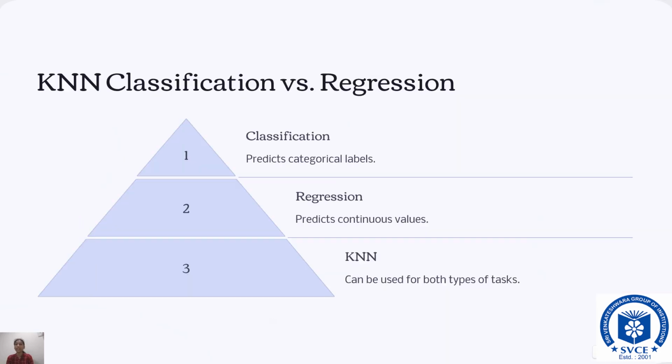Next, let us see classification versus regression. As we know, classification is where we say this belongs to this category, this belongs to that category, and like that we predict categorical labels. That is called classification. In regression, we predict continuous values. KNN can be used for both tasks. We can use it for classification and also for regression.